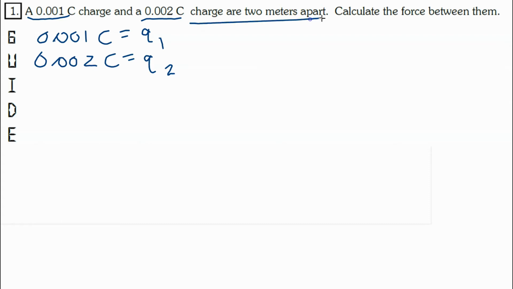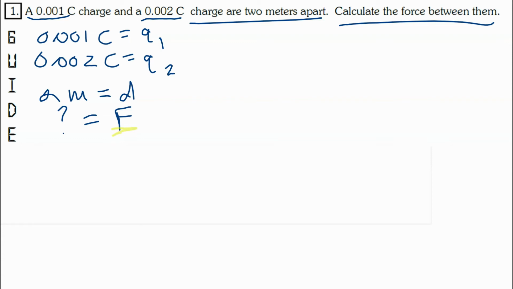All right, these two charges are 2 meters apart. So 2 meters, that's our distance. You're going to calculate the force between them. So the variable we're looking for is force. And that happens to be the U, that is, to determine the unknown quantity you're solving for. And we have that right here with force.